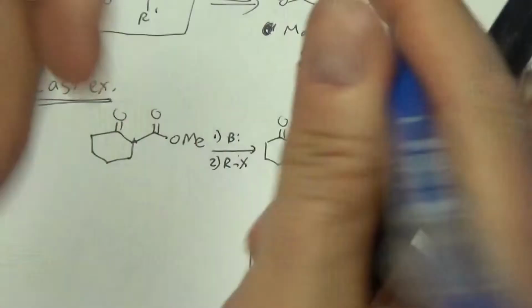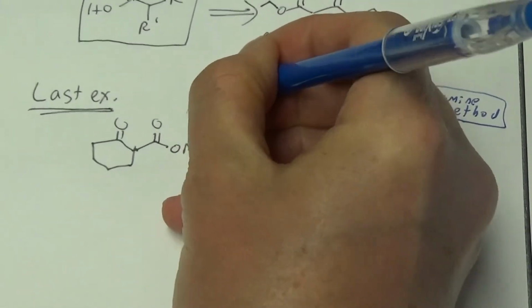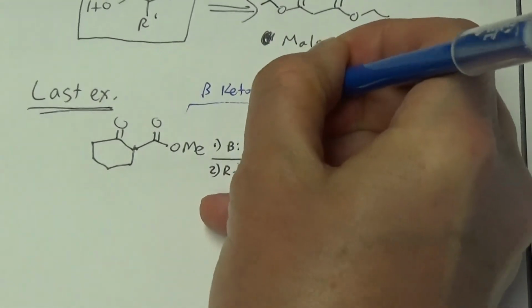Okay, so these things are beta keto esters. Beta keto esters. What's this thing called?